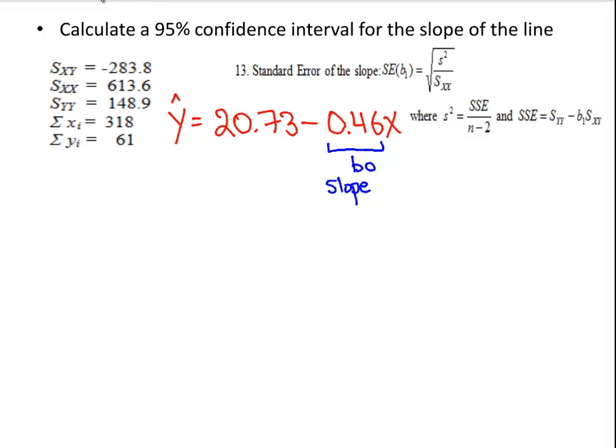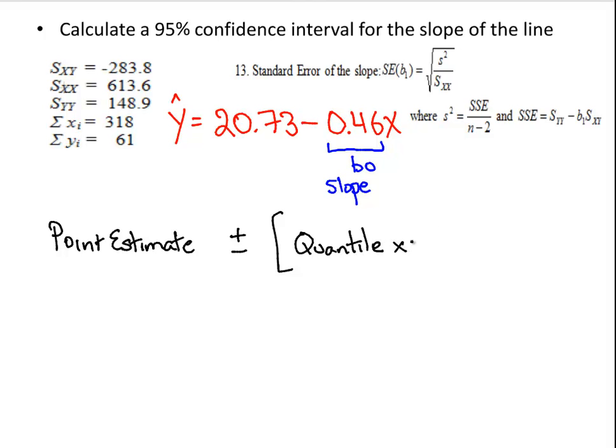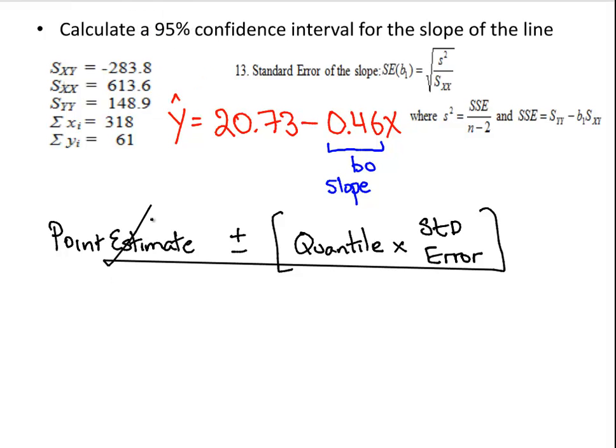So just to remind ourselves what the general structure of a confidence interval is, it is the point estimate plus or minus quantile times standard error. Okay, so we've already got the first part here, the point estimate, which is 0.46. So that bit's done. Now the quantile we'll just talk about briefly now.